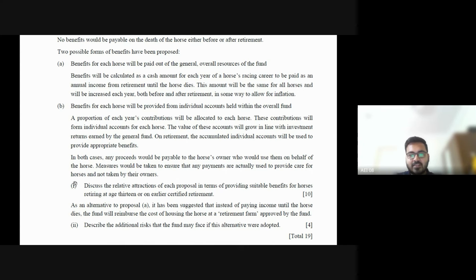Now it says, and this is the kind of question that you need to be prepared for, discuss the relative attractions of each proposal in terms of providing suitable benefits for horses retiring at age of 14 or on earlier certified retirement. Now, can someone tell me what is the question actually asking you? Discuss the relative attraction of each proposal. How will you answer this question? It should be relatively easy to understand right now. But what will be the structure of your answer? What is going to be the structure of the answer over here?